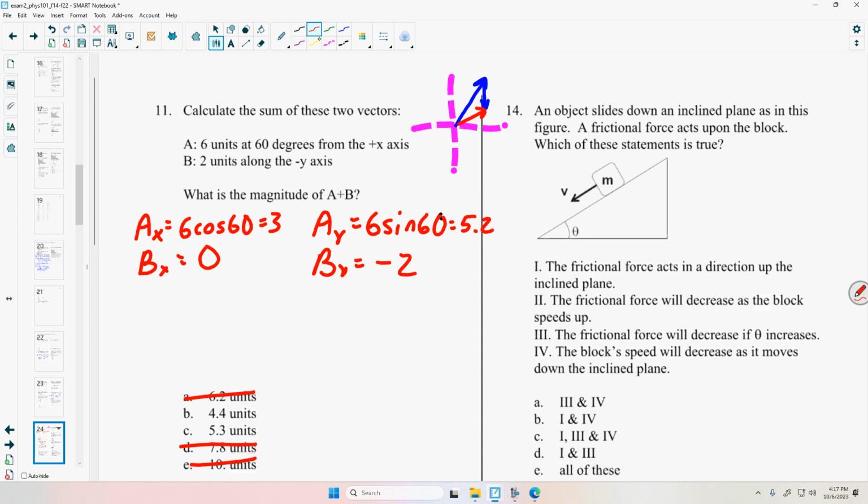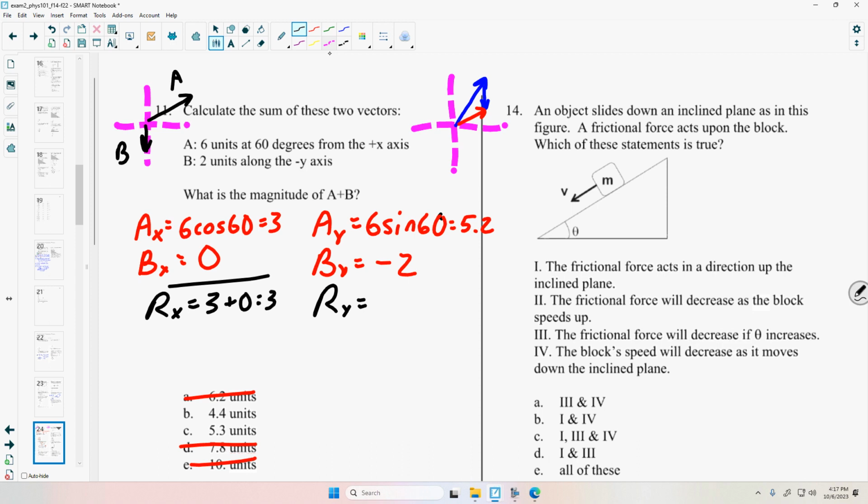Be careful on that sign, okay, because likely you're going to have one that's not in the first quadrant. If it helps you, you can also draw it like this, where A looks like this, B looks like this, and it'll help you just realize which quadrant each is in. This is the vector A, this is the vector B. It's important because when you add them up, the Rx is going to be 3 plus 0, which is equal to 3, and then Ry is going to be 5.2 minus 2. So those are my x and y components.